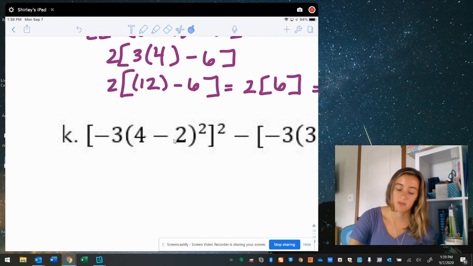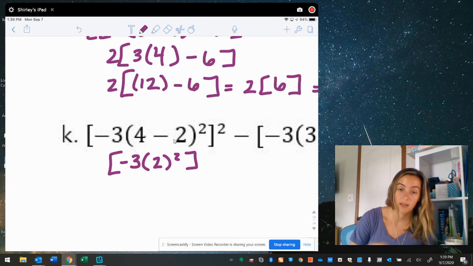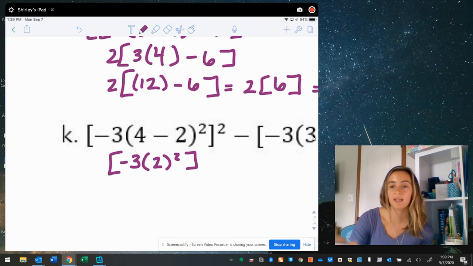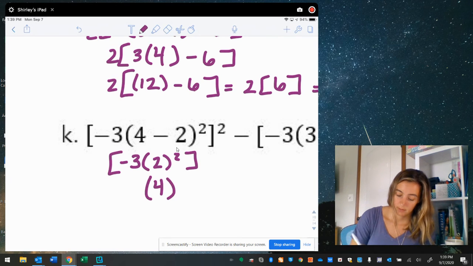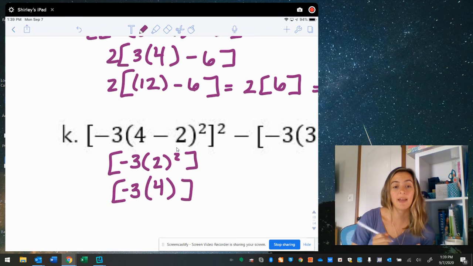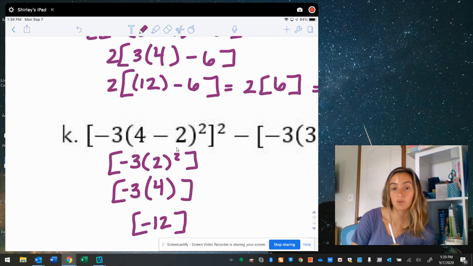So I have 4 minus 2 in parentheses. That's simple. I'm going to bring that down as a 2. And then I'm going to bring everything else down around it. Again, I'm worrying about everything over here when I simplify the left. Okay, so now inside my brackets, I have exponents. So I have to do that first. So I have 2 squared. That's going to be 4. So now I have negative 3. And then my final part, I have negative 3 times 4 is negative 12. Okay. So on one set, I simplified all the way down to negative 12.